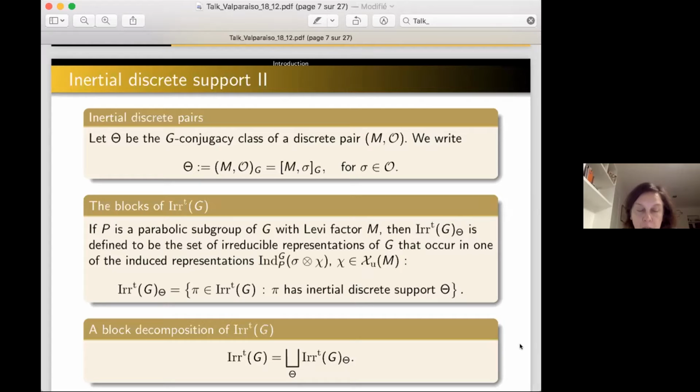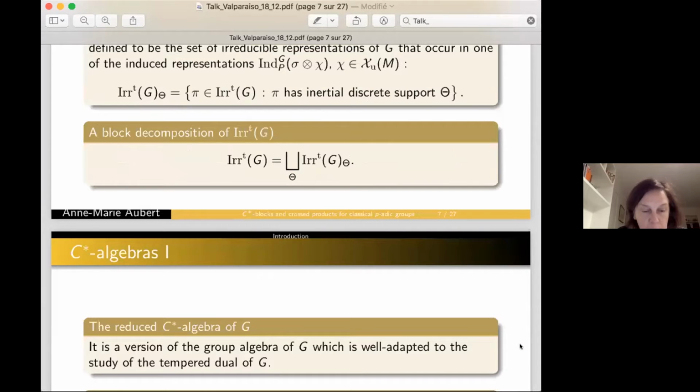So it's well known, but I didn't exactly know to whom we should attribute it. It's mainly in Harish-Chandra, probably, and for sure it is a consequence of the following result by Roger Plymen in the 90s. The result of Plymen considers a version of the group algebra of G which is well adapted to the study of the tempered dual, which is the reduced C-star algebra of G.